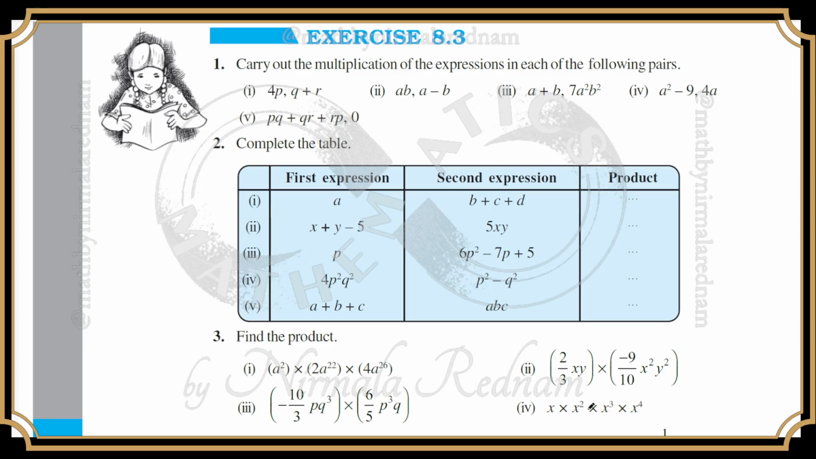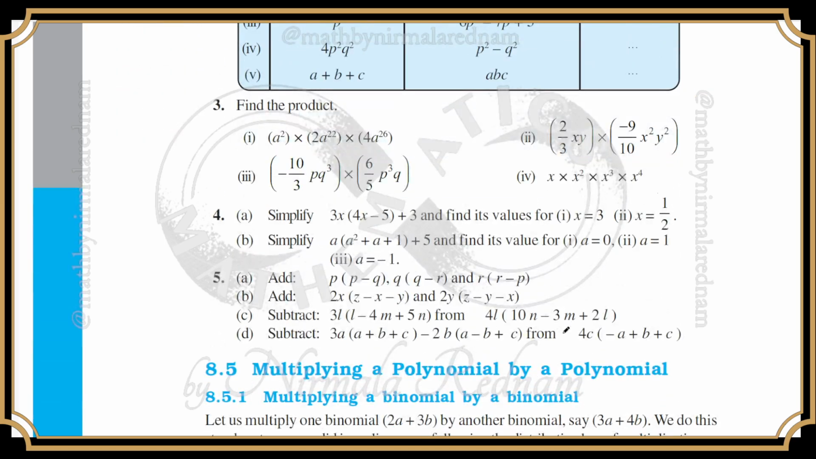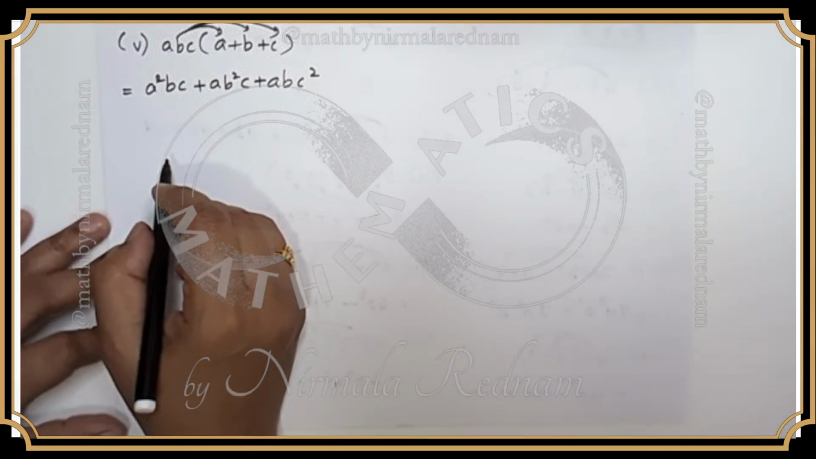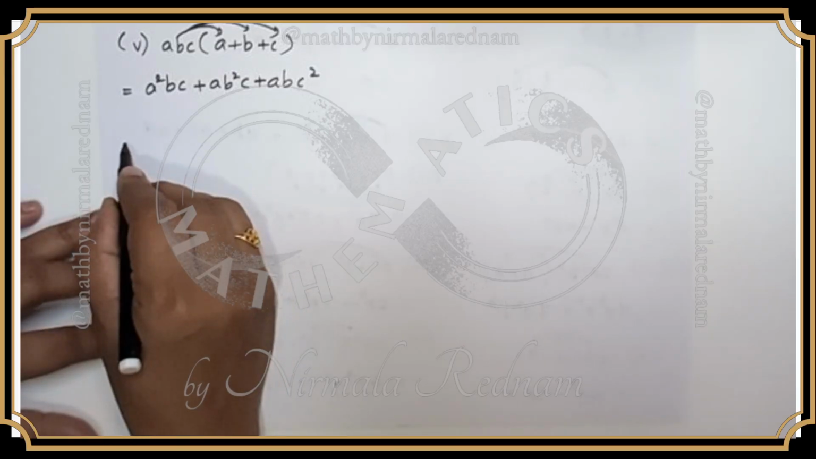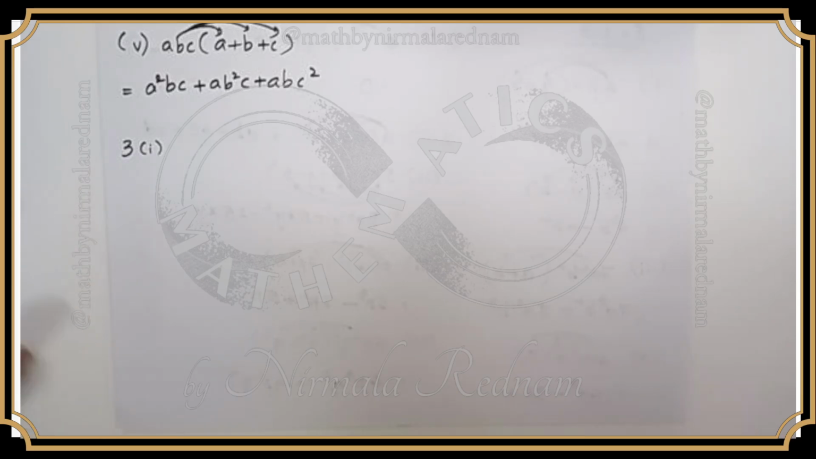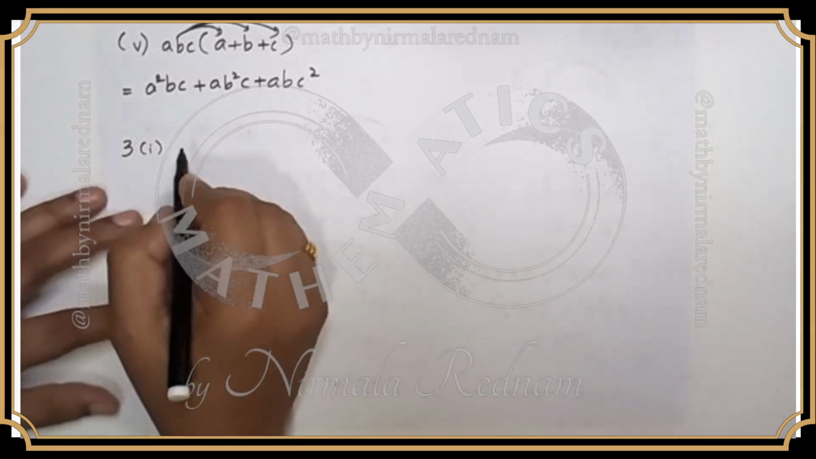Third question, they're asking us to find the product of the given monomials. So here they have given only monomials, but the thing is they have given two or more than two monomials. Okay, so let's look at this. Because they're monomials, I know to find the product, I have to look at the coefficients and I have to look at the variable part.